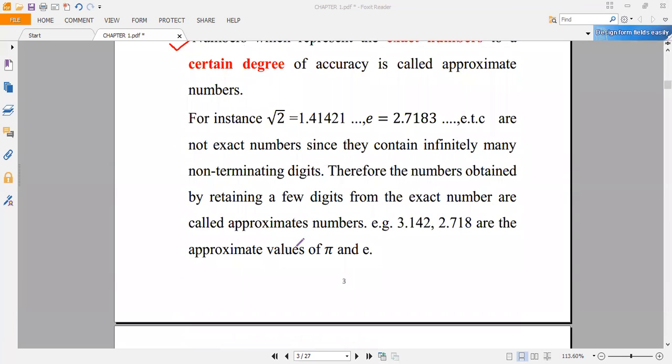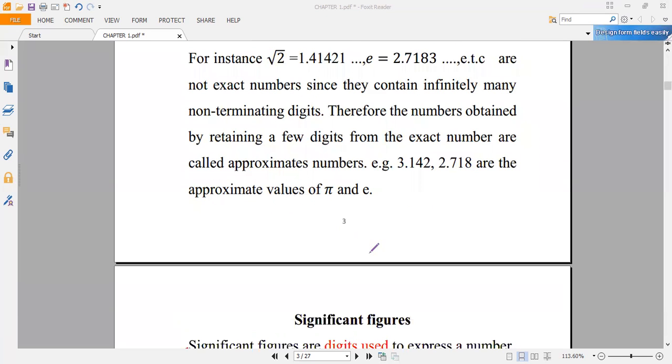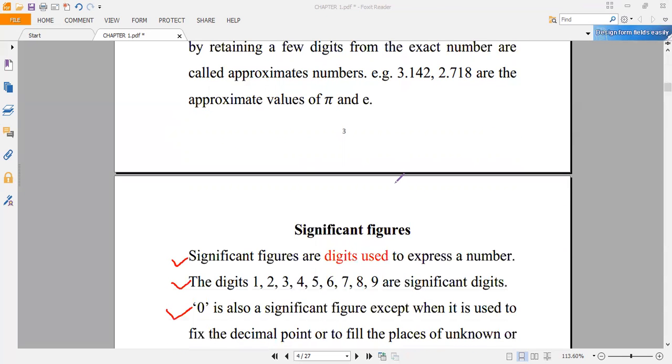So 3.142 is an approximate representation of pi, and 2.718 is also an approximate value of e. When we are using such numbers in practical computation, we approximate them to a manageable size. So that representation is said to be an approximate number.